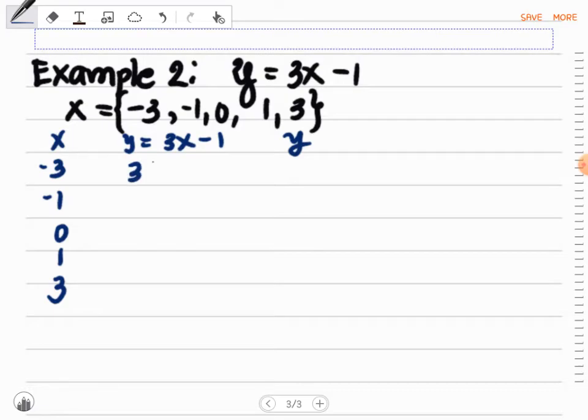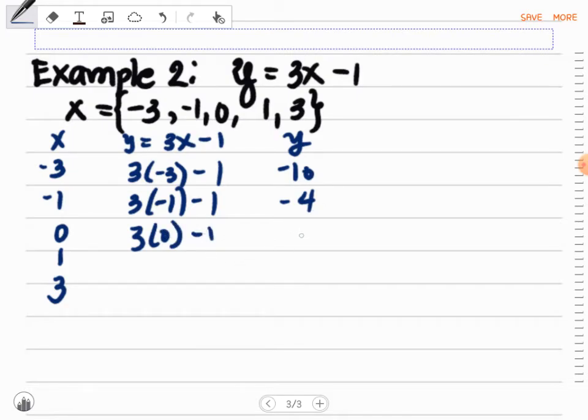So here we have 3 times negative 3 minus 1. That's negative 9, negative 1. So negative 10 is the answer. For this one, 3 times negative 1, minus 1. That's negative 3, negative 4 is the answer. For this one, 3 times 0 minus 1. The answer is negative 1. For this, we have 3 times 1 minus 1. I think the answer is 2, right? And finally, we have 3 times 3 minus 1. 9 minus 1. So the answer is 8. So we have now this one.